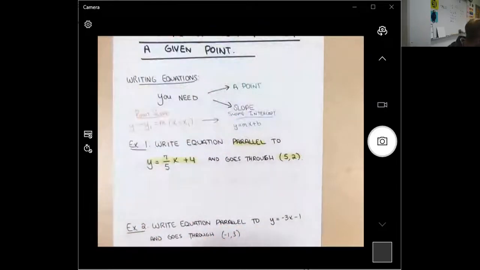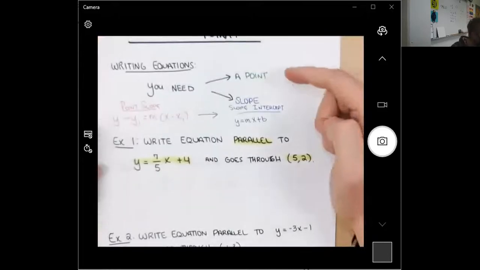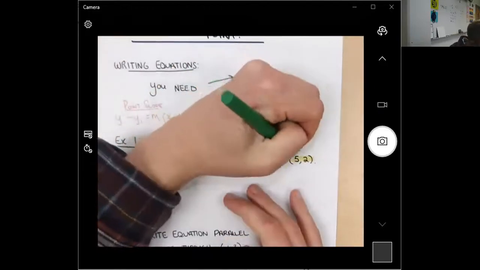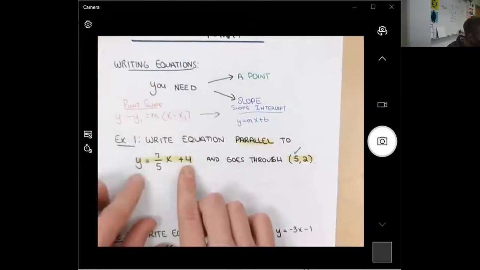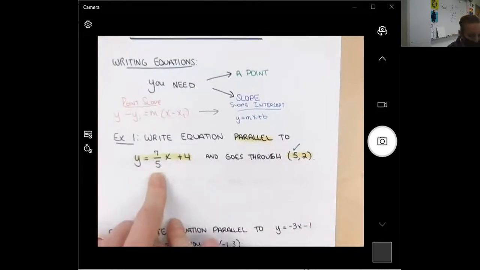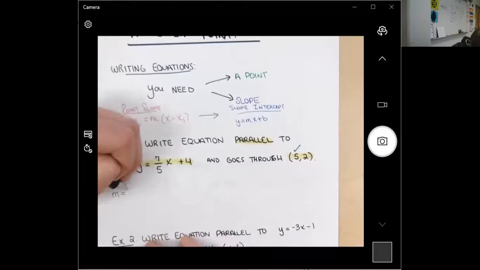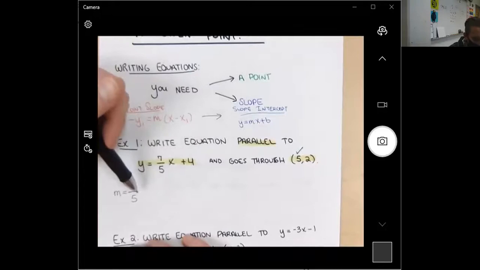Okay, so I highlighted a few things. I highlighted parallel, I highlighted my equation, and I highlighted the point it goes through. So what I want to just remind you guys is I'm looking for two things here. I'm looking for a point and a slope. Well, here's the deal. I got my point, that's right there, which means this parallel to y equals 7/5 x plus 4 has got to give me my slope. So the slope of this line is going to be 7/5, coefficient of x. So the slope of my new line will also be 7/5, because parallel lines have the exact same slope.